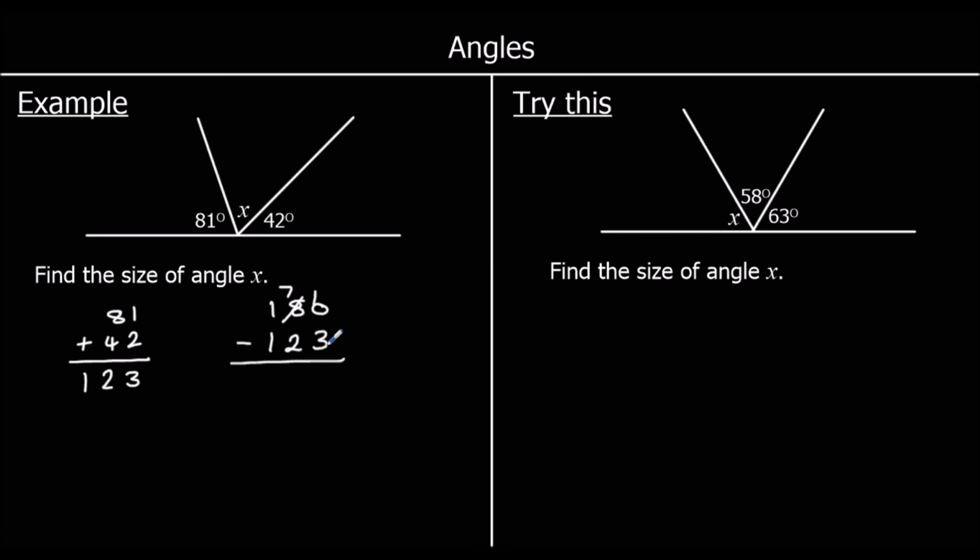So 10 take away 3 is 7. 7 take away 2 is 5. And 1 take away 1 is nothing. So 57 degrees is missing. So X is 57 degrees. 81, 57, and 42 add up to 180. And again, one for you to try.